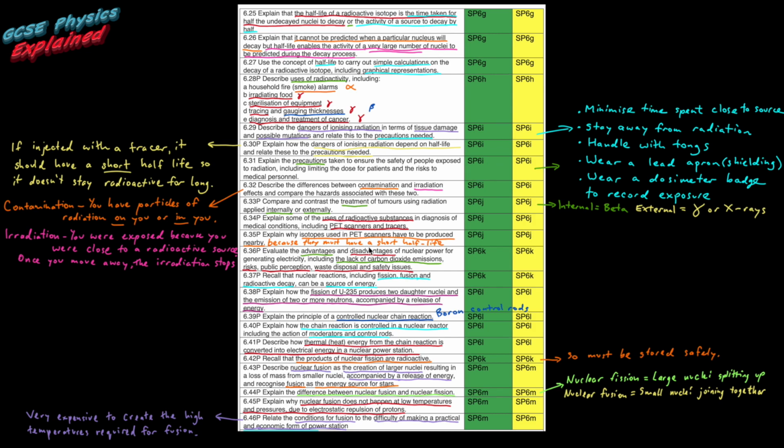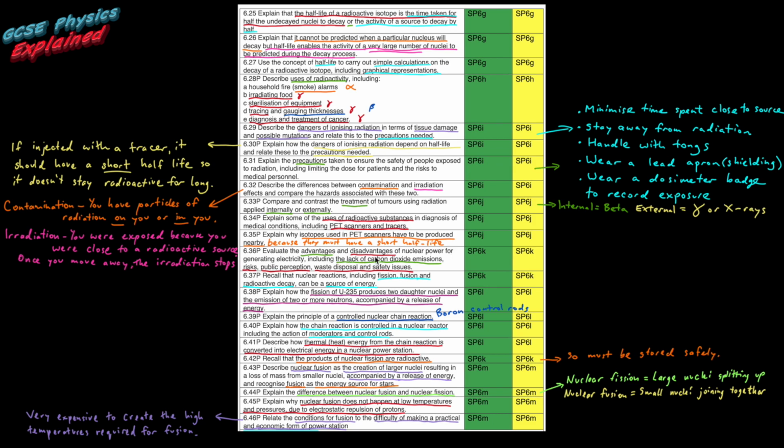Well, that's because they must have a short half-life if you're going to inject them into the patient, and yet they still need to be powerful enough so that the medical staff can get the results required. That's why the tracers need to be made or produced nearby, so you can quickly get them to the hospital, quickly get them used, and then they decay.